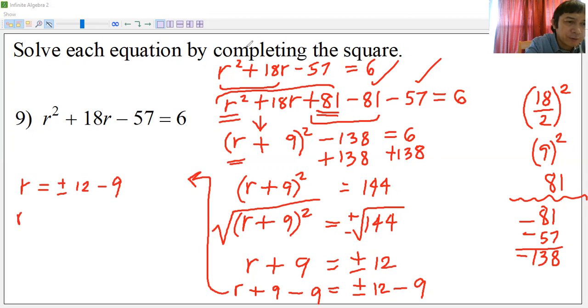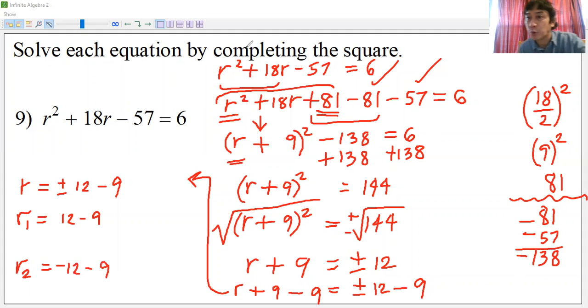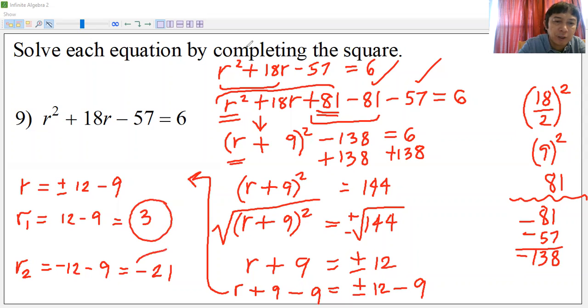We're now going to have two values. R1 is the positive 12 minus 9. R2, that is going to be the negative 12 minus 9. So we will have two answers, just like what I said at the start of the solution. 12 minus 9 gives 3. And negative 12 minus 9, that will be added, and that will be negative 21. And so the answers are positive 3 and negative 21.